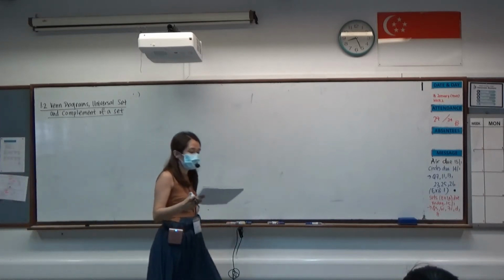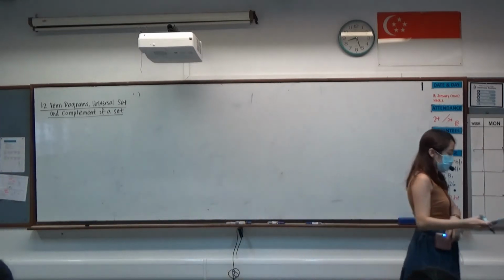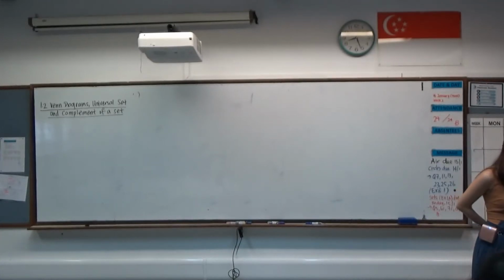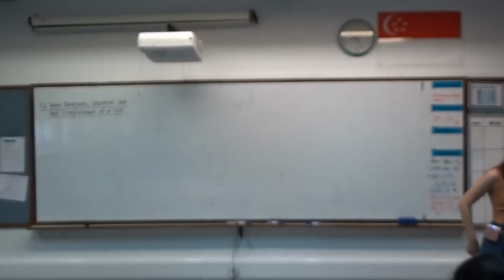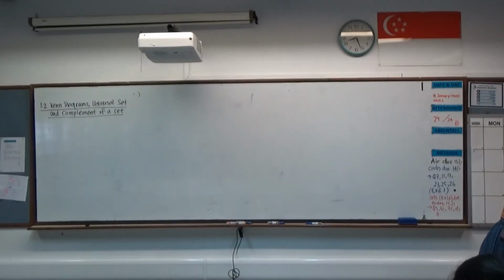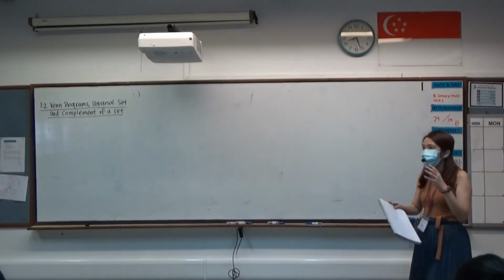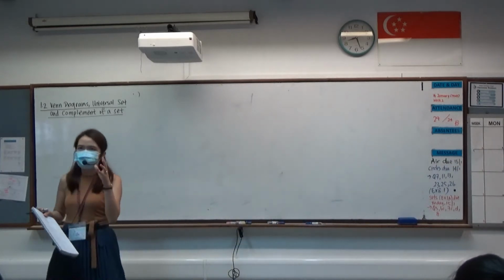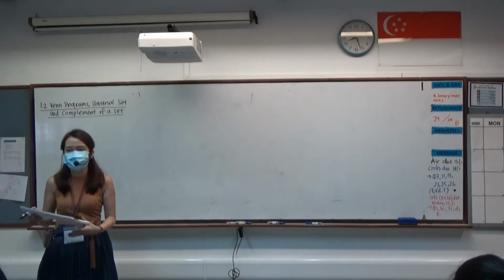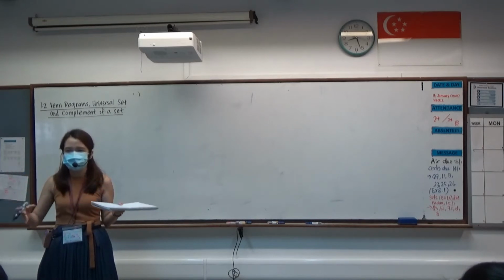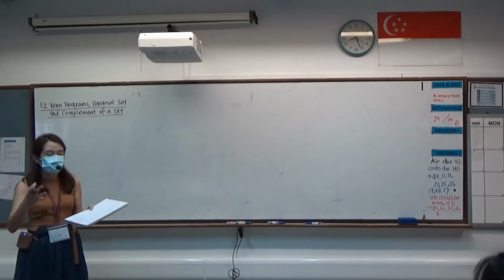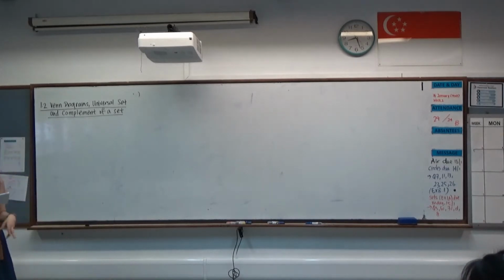Today we're going to be looking at 1.2, where we are going to see Venn diagrams, universal set, and complement of a set. So we're trying to understand how a Venn diagram actually works. Yesterday when we saw and understood sets, it was basically mainly about notations, saying how we can simplify or describe certain things using some notations. For Venn diagrams, it is going to be a pictorial representation.